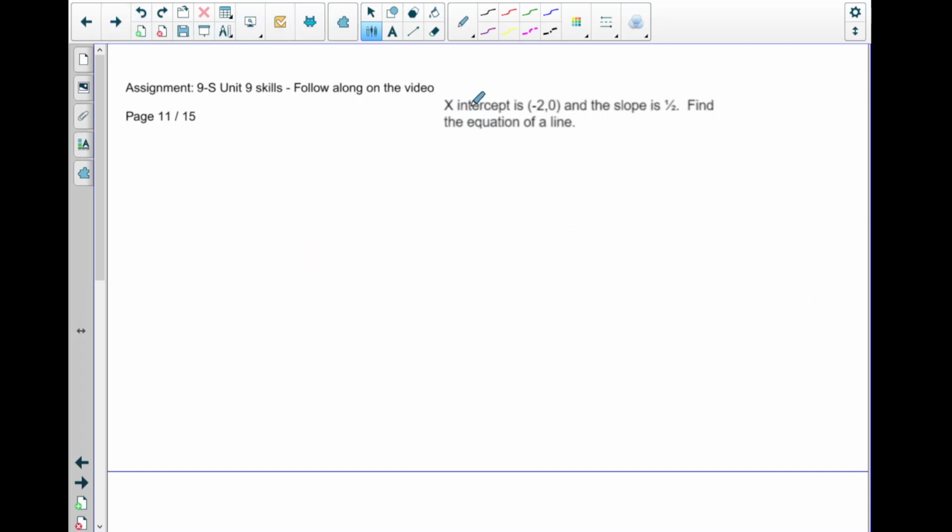Okay, x-intercept is negative 2, 0, and the slope is 1/2. Find the equation of the line. So this is a really hard problem. This would be a C problem, right? So we know the slope is 1/2, so I'm actually going to write what I know. So I know 1/2 x plus b.